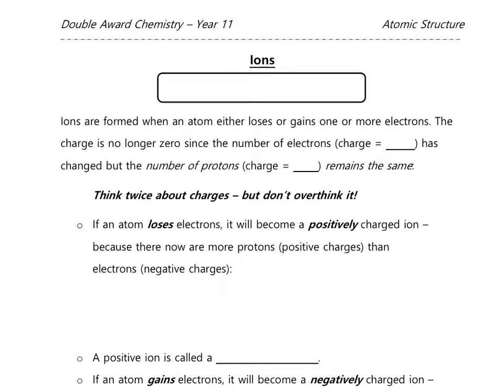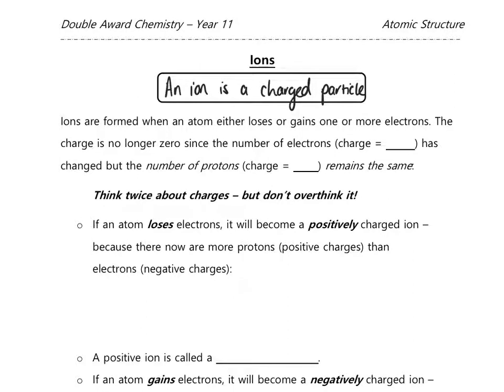So we looked at what ions were, and we looked at how they are charged particles. So if you're asked in an exam what an ion is, you would simply say it's a charged particle. And ions are formed when an atom either loses or gains one or more electrons. So we looked at how atoms have the same number of protons and electrons, and as a result their charges cancel out, and overall an atom has a charge of 0.